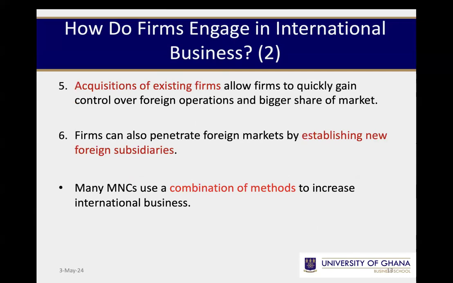acquisitions. So you can see we are getting now involved more, where the firm may choose to buy an existing firm to allow it to quickly gain access and control into the market and a bigger market share. And of course, the other one is where they get into the market by establishing completely new foreign subsidiaries. So in general, many multinationals use a combination of such methods to increase international business.